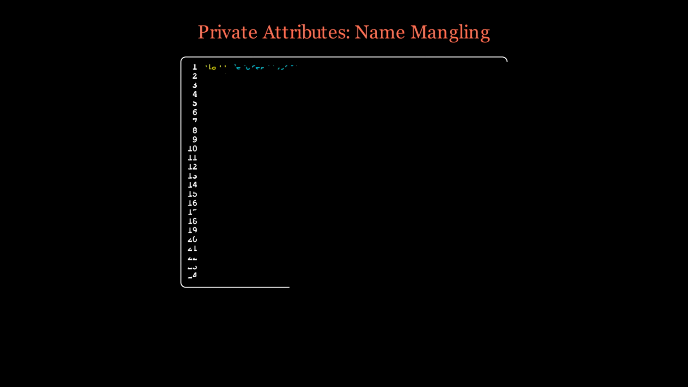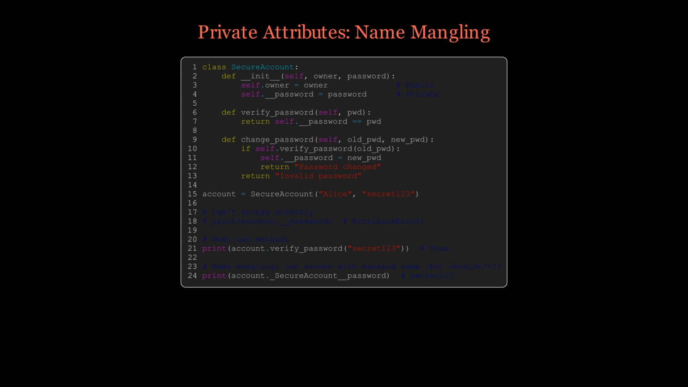Private attributes use two underscores. Python applies name mangling, transforming the name to make it harder to access from outside. This provides stronger encapsulation. The __password attribute is private. Accessing account.__password directly raises an attribute error. You must use verify_password and change_password methods.